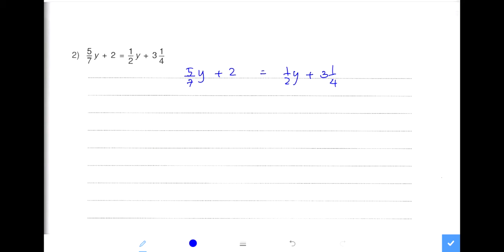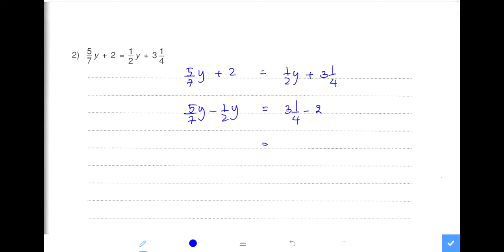In this problem we want to subtract, right? We should subtract the y's, like move all the y's to the left. So we're going to have 5 over 7y minus 1 over 2y, and the other side is 3 and 1 over 4 minus 2. Make it opposite. So let's do it now, right?